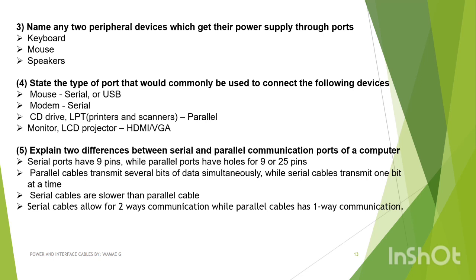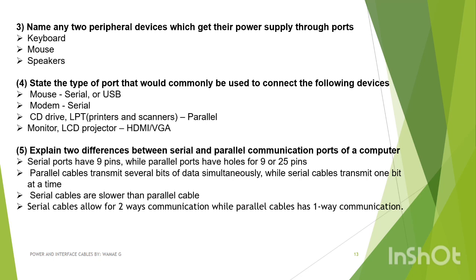Number 3, name any 2 peripheral devices which get their power supply through ports: keyboard, mouse, and speakers. Number 4, state the type of port that would commonly be used to connect the following devices: mouse, serial or USB port; modem, serial port; CD drive or printers and scanners, parallel port; monitor or LCD projector, HDMI or VGA.